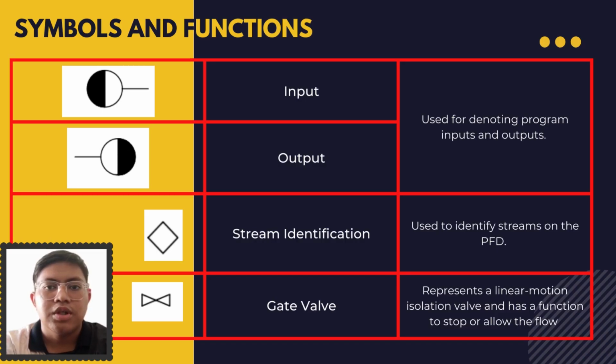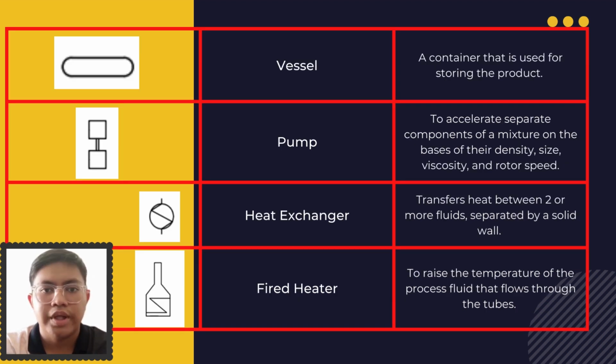For the symbols, the input and output are used for denoting process inputs and outputs. The stream identification is used to identify streams on the process flow diagram. The gate valve represents a linear motion isolation valve and has a function to stop or allow the flow. Next, the vessel in this production is a container that is used for storing the product.